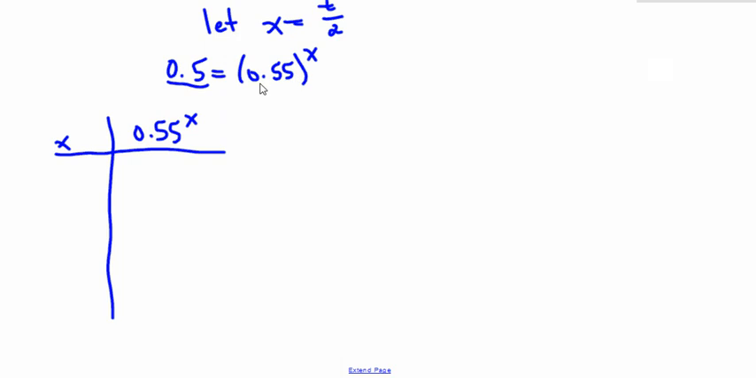So for example, let's just guess x equals 2 and see what happens. 0.55 to the exponent 2 gives me 0.3. So that's too much, right? Too much of the original mass has been reduced because I only have 30% left. So let's try 1.5. In other words, I want to give it less time to sit around and decay.